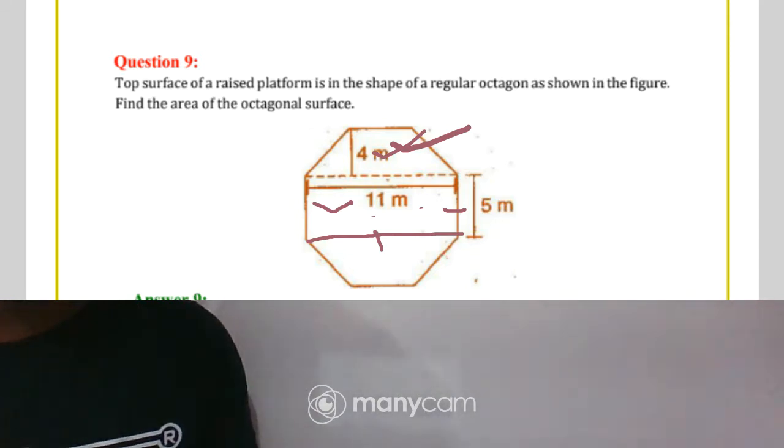55, and this is 1 by 2 into (11 plus 5) into 4. This is also 11, this is 5, and this is 4. So this becomes a trapezium. We find the area of this part: 1 by 2 sum of parallel sides into the distance between them. So let's see how to solve it.